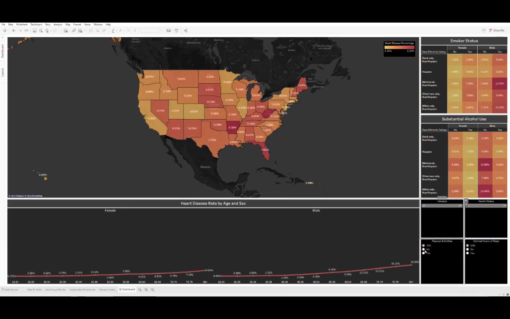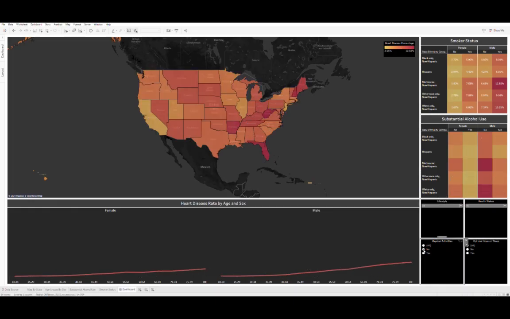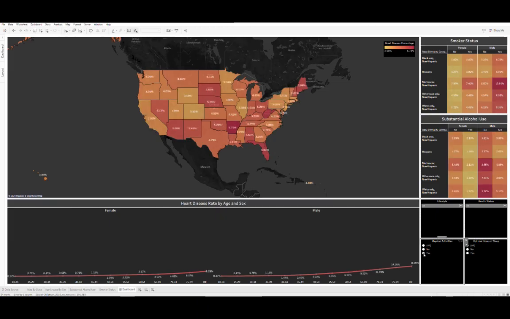When looking at the physical activity filter, you can see from all visualizations that the lack of exercise increases heart disease rates across the board. This is also true when combined with the lifestyle filter of smoking and drinking.